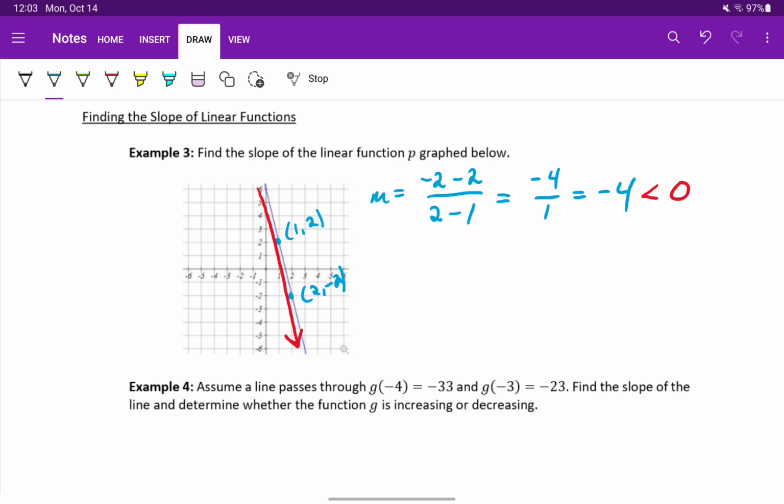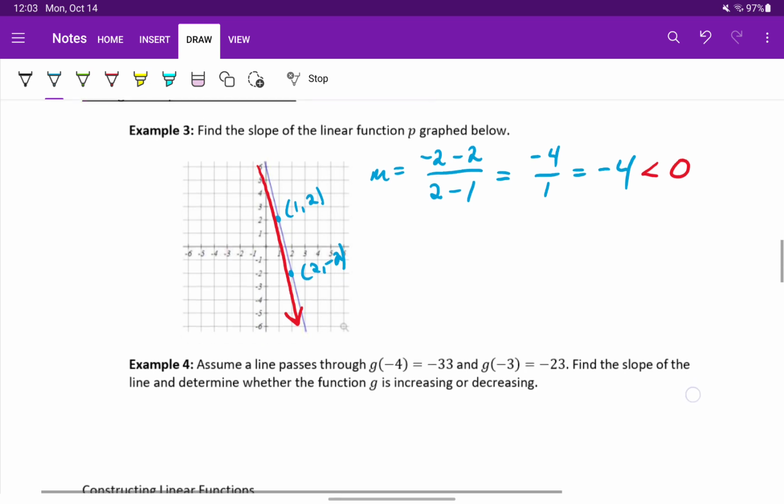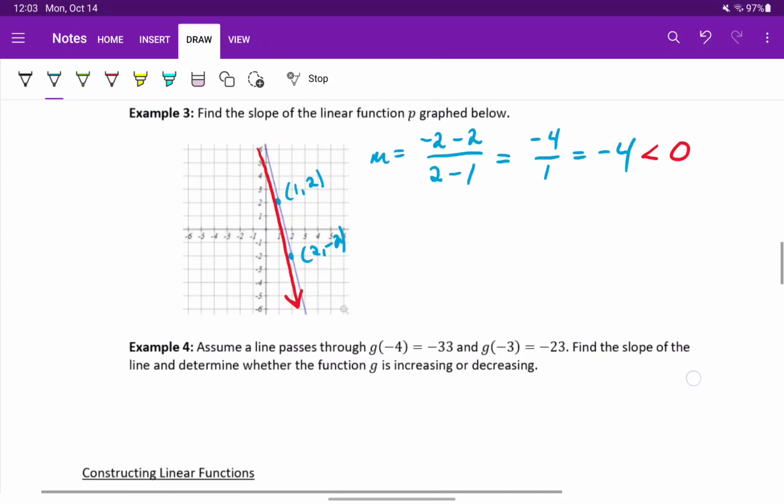In example 4, we want to repeat this same process, but we're given different information. Now what we have is the assumption that a line passes through g of -4 equals -33, and g of -3 equals -23. We want to find the slope of this function g. Our approach is going to be very similar.